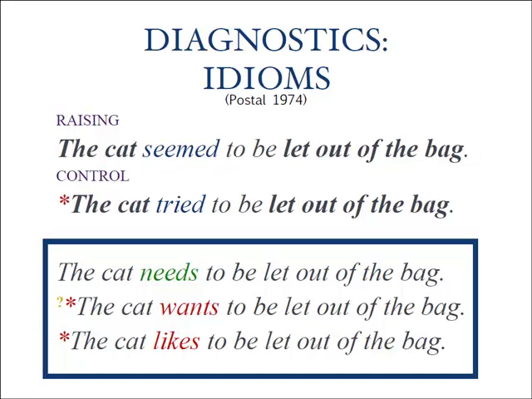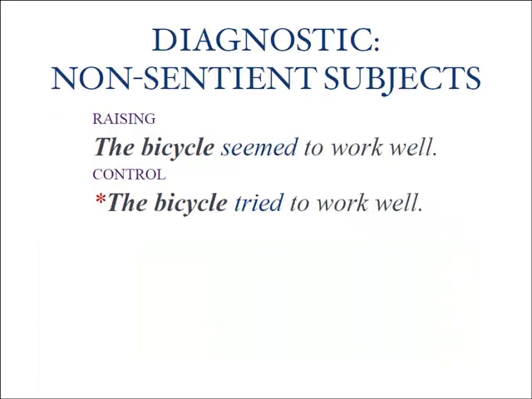"Cat needs to be let out of the bag." And with these other verbs, we only get the reading where it's an actual cat in a bag. So it's not the idiomatic reading. So again, this is telling us that need is a raising verb, want and like are control verbs.